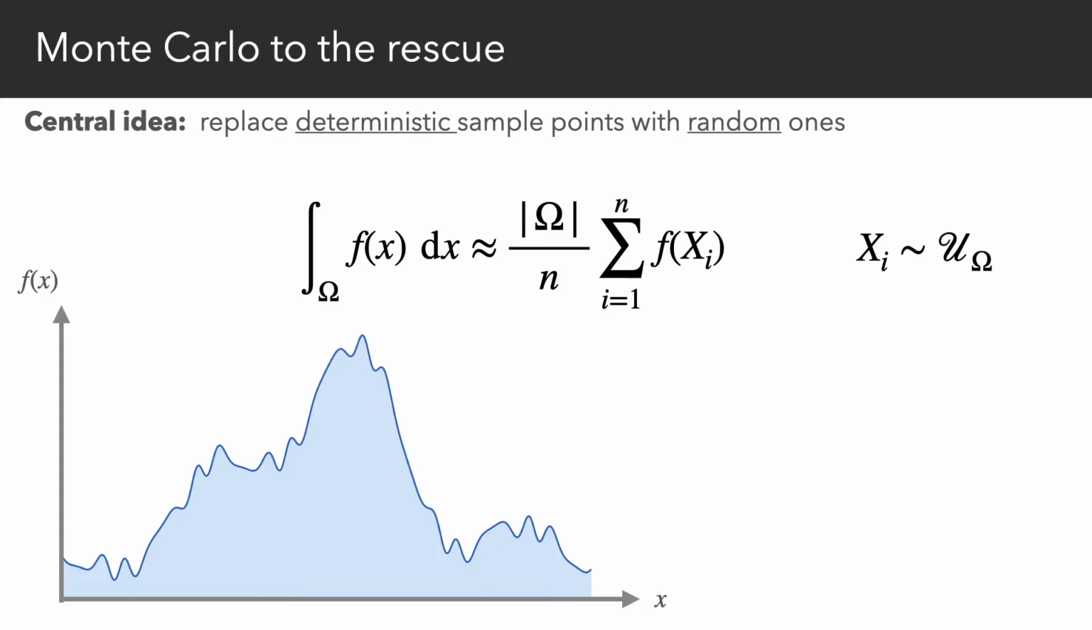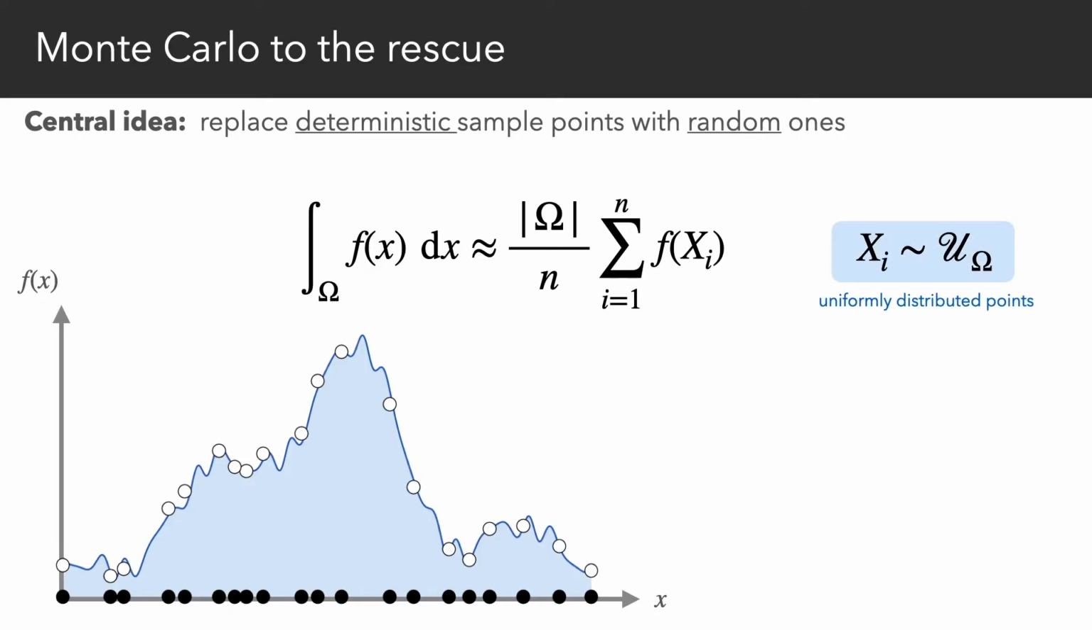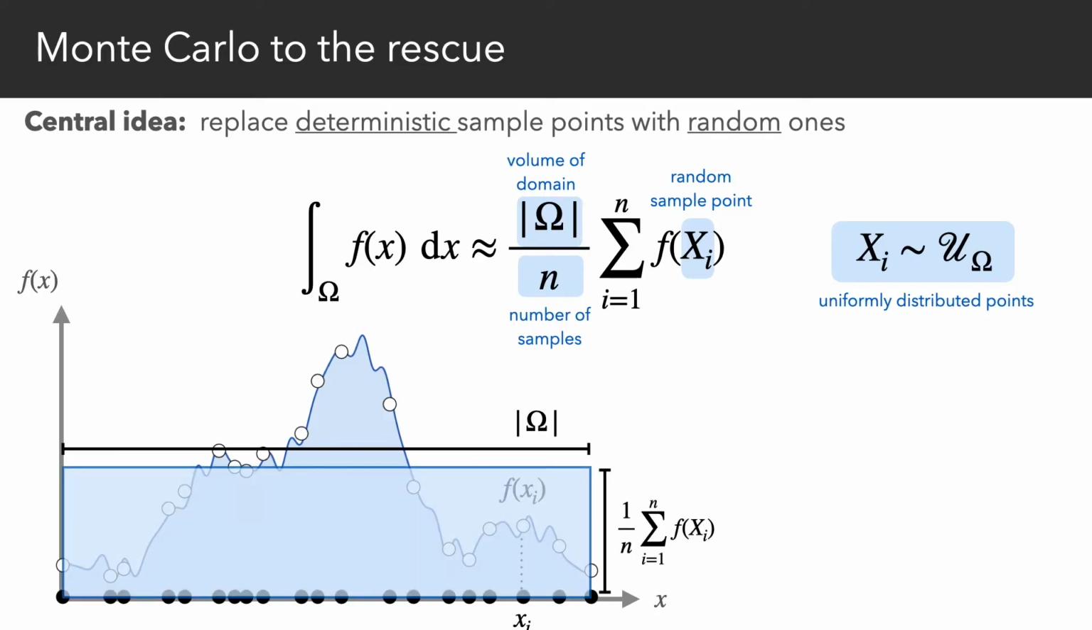The central idea behind Monte Carlo integration is to replace our deterministic samples of the integrand with random sample points. Along the x-axis, all of these black points are uniformly sampled in the domain of integration. At each sample point, we evaluate the integrand, and then we take the average of the integrand values across all n samples. Finally, we multiply by the total volume of the domain.